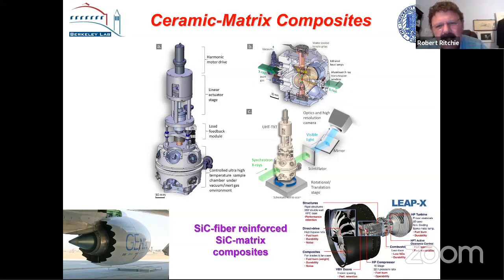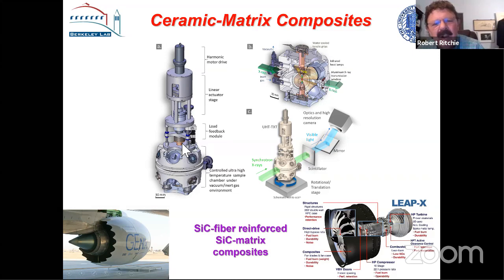But another interesting material, of course, is ceramic composites and ceramics in general, but particularly these new ceramic composites that are being used in jet engines by Rolls and particularly by GE. And these are typically silicon carbide matrix with silicon carbide fiber, and they have the potential to be operated at extremely high temperatures. So we designed a rig in the synchrotron to try and look at this at temperature.